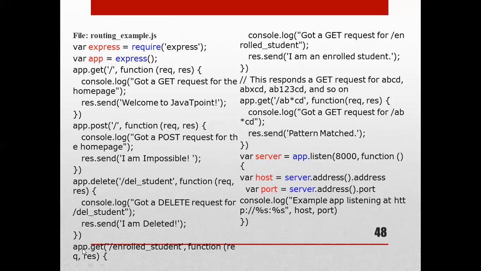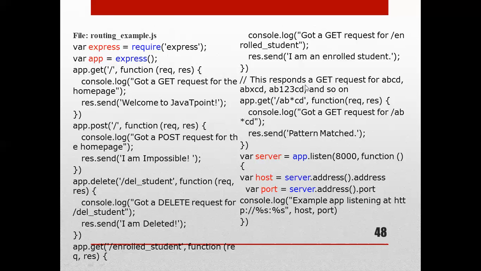After that, we are getting the enrollment for the student, like app.get with the route slash enroll student inside the brackets. It contains a function with the request and response, and the body prints got a get request for the enroll student. It sends the response, response.send, I am an enrolled student.